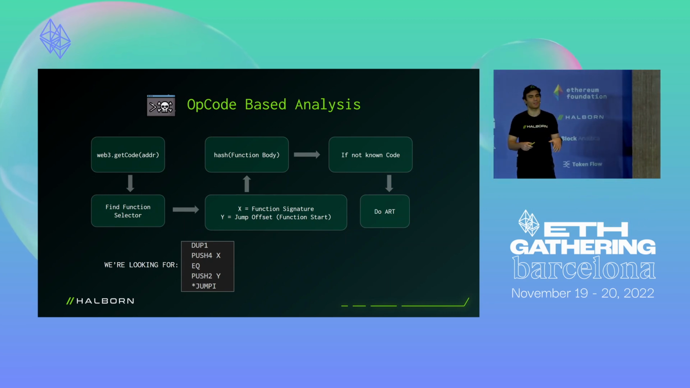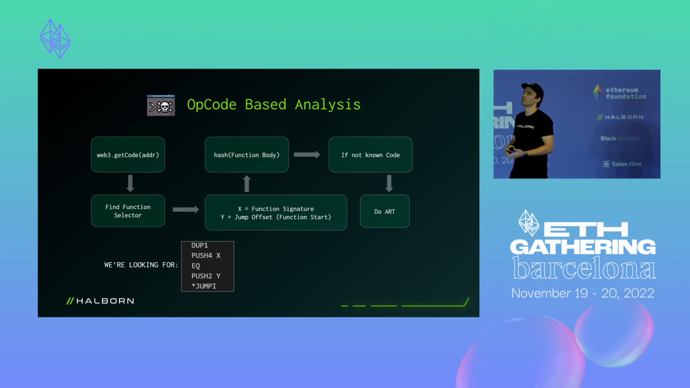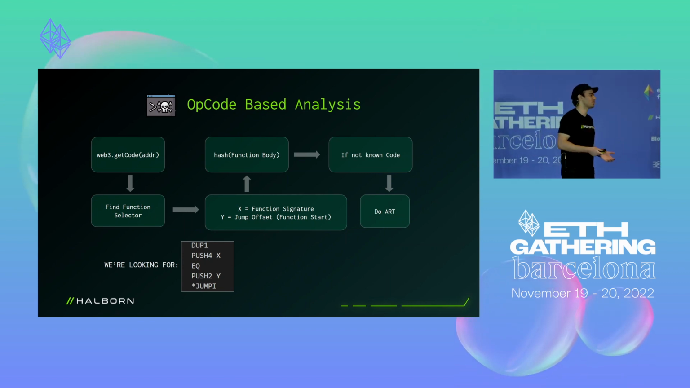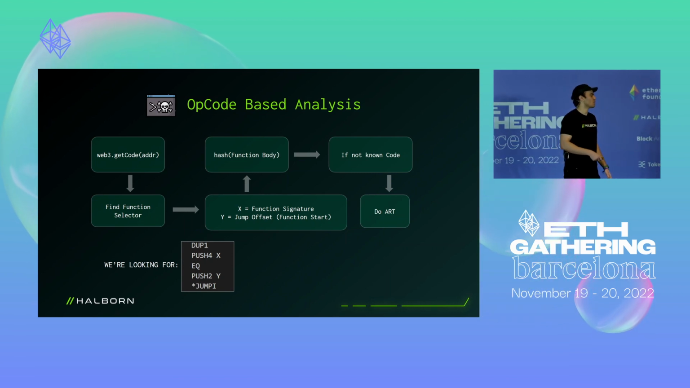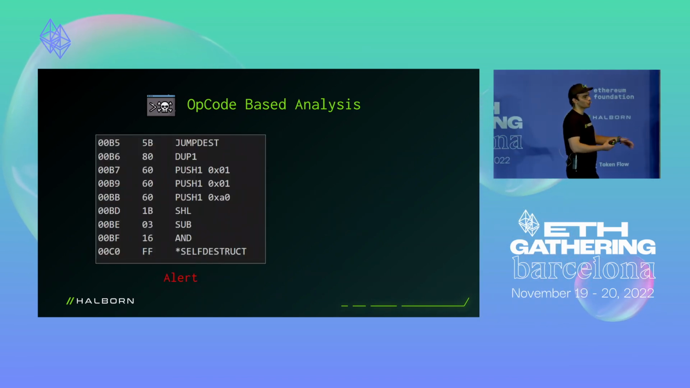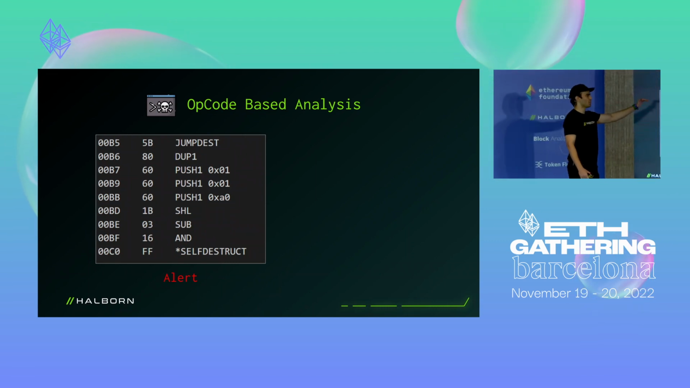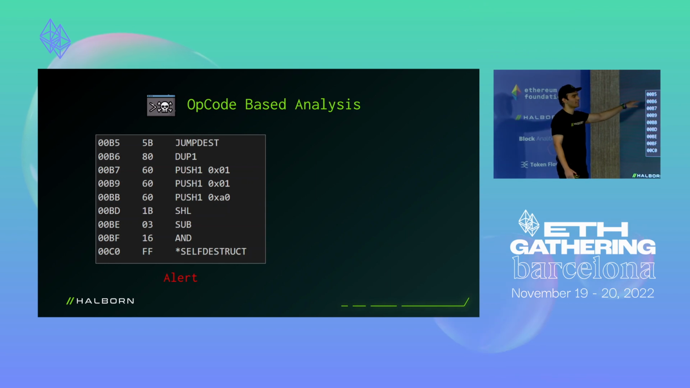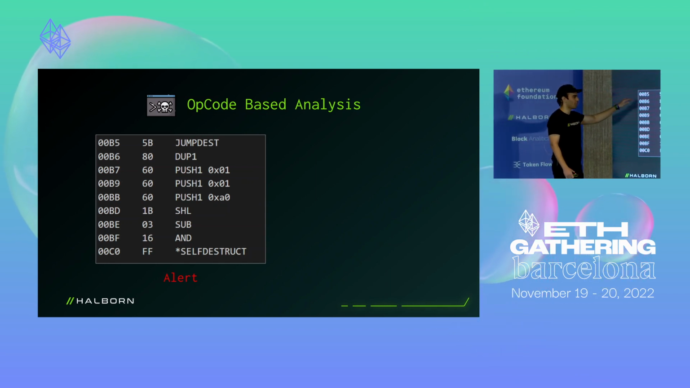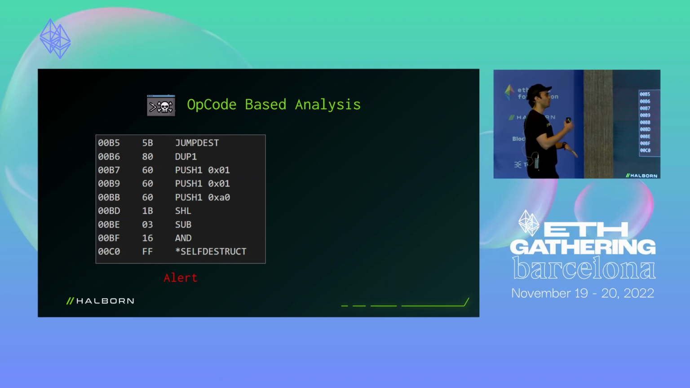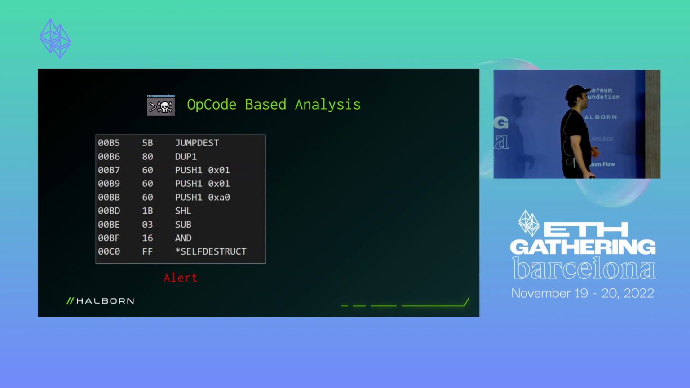So we will check if the code is known. If it's already in our database, then okay, this function has been copied from somewhere, or this function is OpenZeppelin or whatever. If not, we're going to start our art. So we write a rule to detect this sequence of opcodes. Like JUMPDEST, you're just literally landing inside the function body, and you're duplicating values, pushing, shuffles, and SUB, and you're calling SELFDESTRUCT.